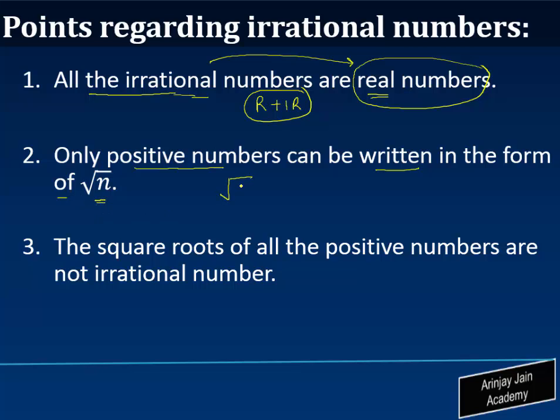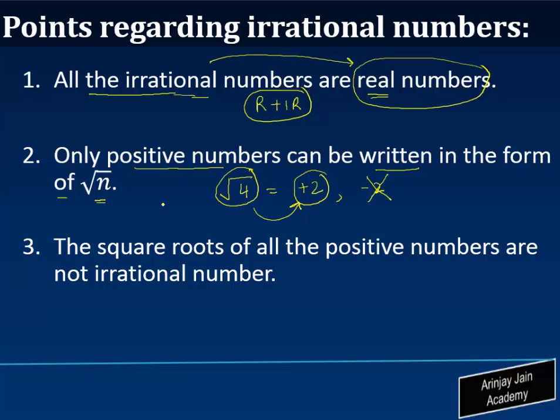So when I take a square root of, let's say, 4, I have plus 2 and I have minus 2, right? When I am talking about irrational numbers, when I say square root of 4, what I mean is plus 2. We do not consider this thing.